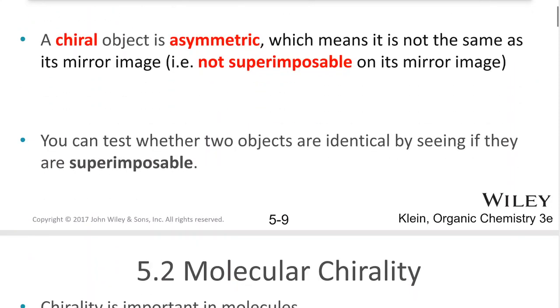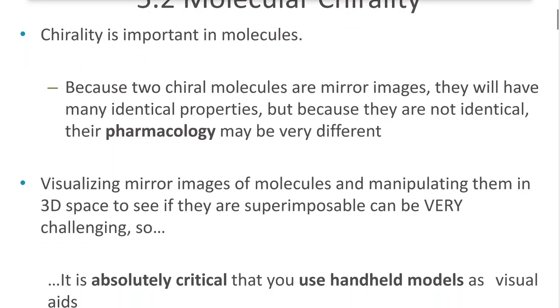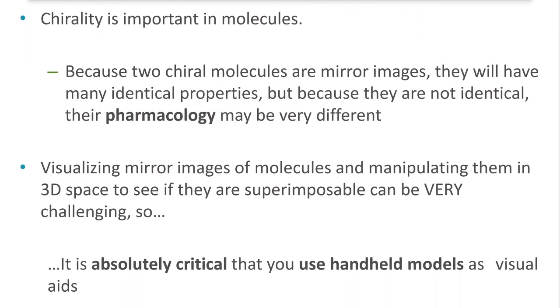And it's really going to help if you get a model kit to do this. Okay, so we're going to look at that in just a minute, what it means, but let's just preliminarily have some definitions. Chirality is important because 2 chiral molecules can be mirror images of each other, and they'll have different properties, okay, because they're not identical. Their pharmacology may be very different.